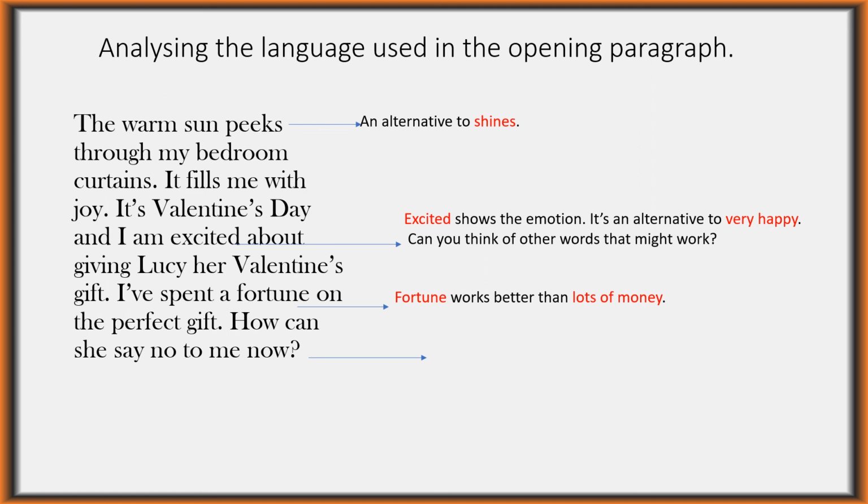And we end the paragraph with a rhetorical question. How can she say no to me now? We don't expect an answer. It's useful because it shows that the narrator is confident in his plans to woo Lucy.